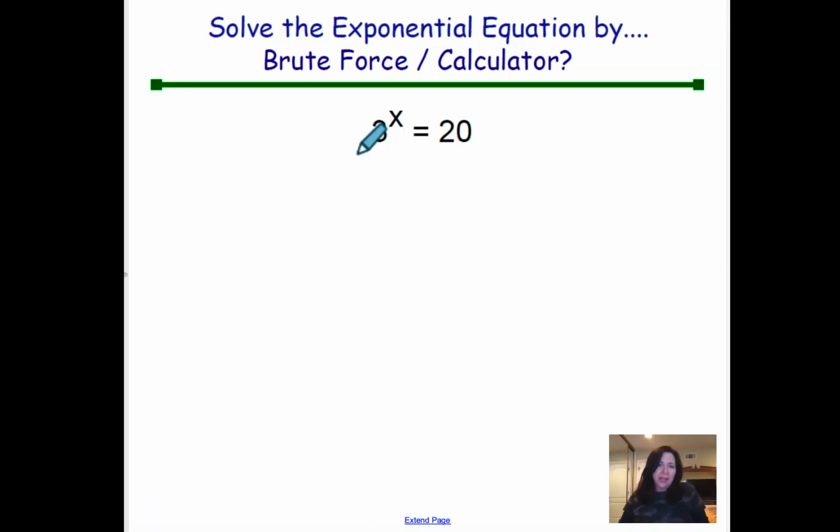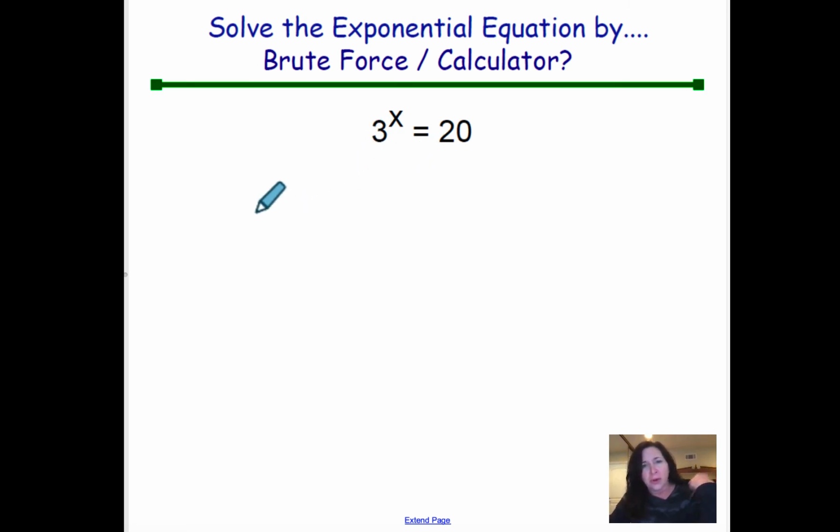So this one right here is kind of leading you into logs. You're supposed to use a calculator, and in using a calculator, your job is to try to figure out what value of x is and get as close as you can.